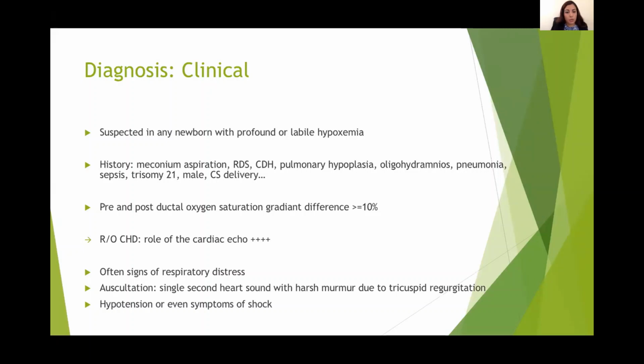We can have a baby with respiratory distress symptoms, non-specific as well. The auscultation will find a single second heart sound with harsh murmur that is due to the tricuspid regurgitation. And in severe cases, baby can have hypotension or even symptoms of shock.